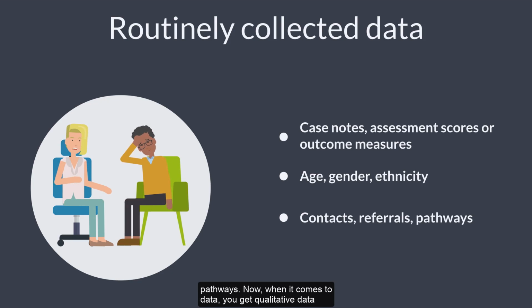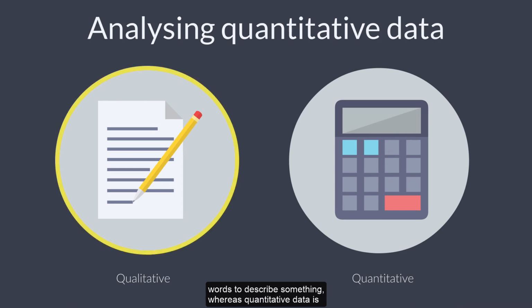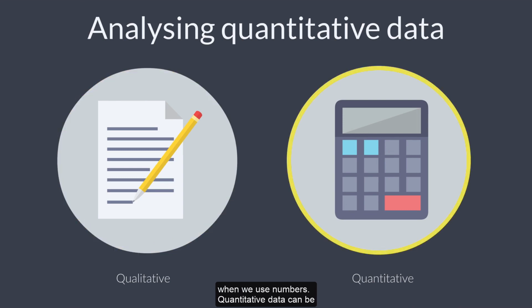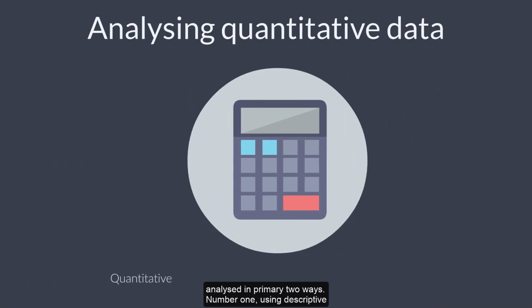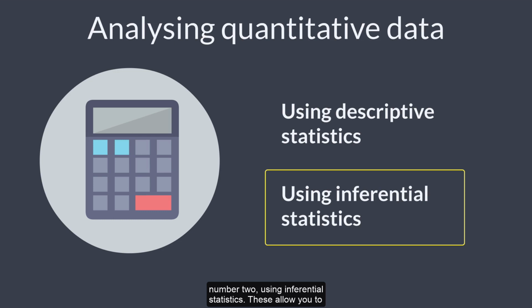Now, when it comes to data, you get qualitative data and quantitative data. Qualitative data is when we use words to describe something, whereas quantitative data is when we use numbers. Quantitative data can be analysed in primarily two ways. Number one, using descriptive statistics. These describe, count, and detect patterns and trends, but do not aim to establish cause and effect. So, for example, the average age of people with X condition, or the number of people who've been treated for X condition.